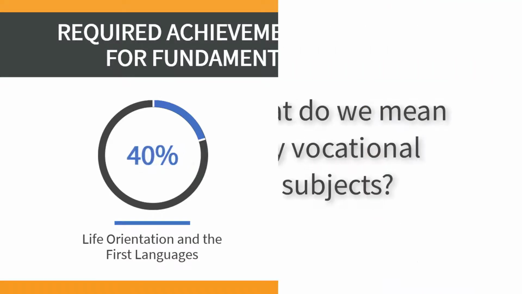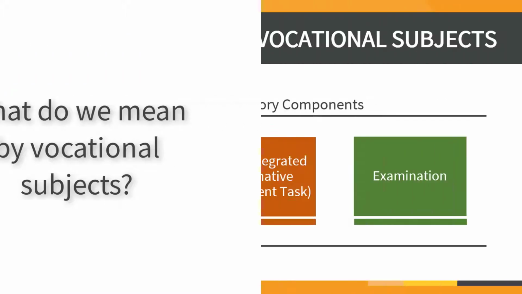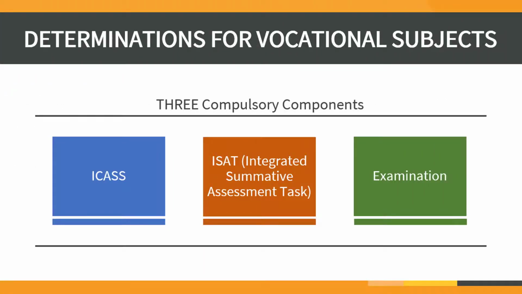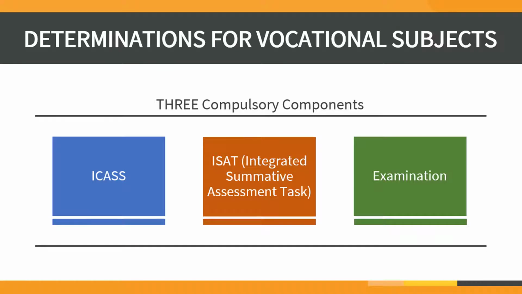What do we mean by vocational subjects? When we talk about vocational subjects, we're referring to all the other subjects taken by a student, excluding the fundamental core subjects already mentioned. For a vocational subject to be passed, the student must obtain marks in all three separate components: the ICASS, the ISAT, and the examination.